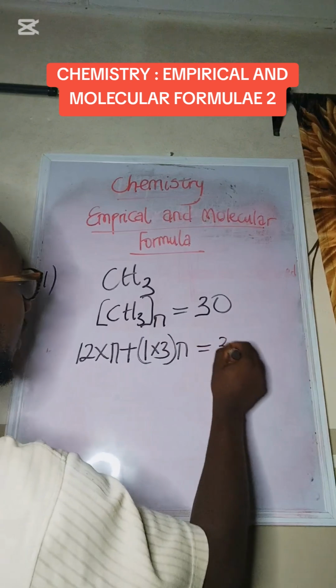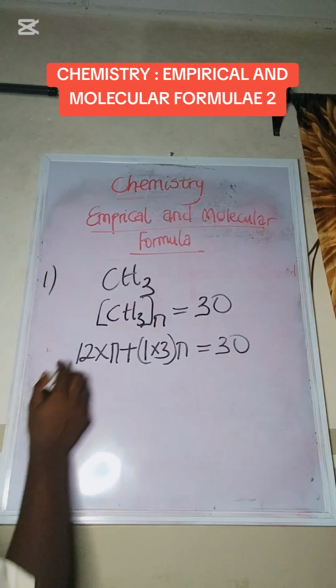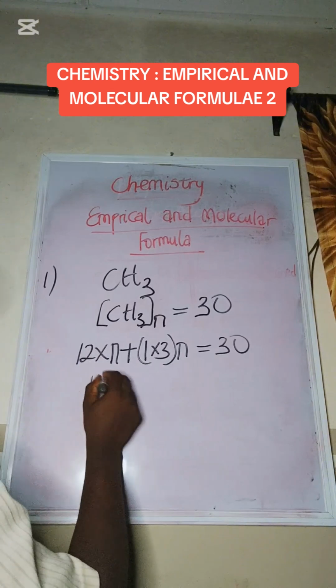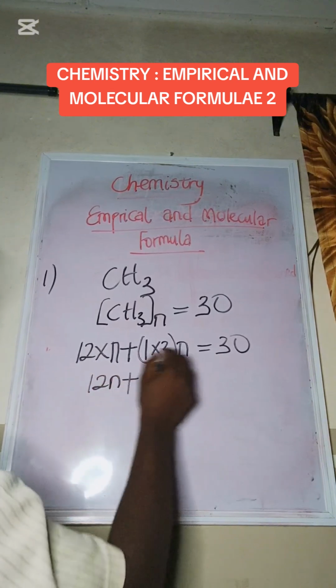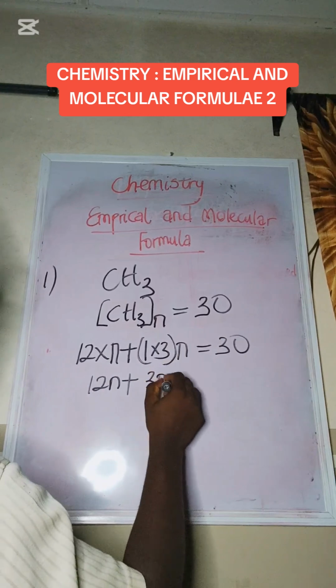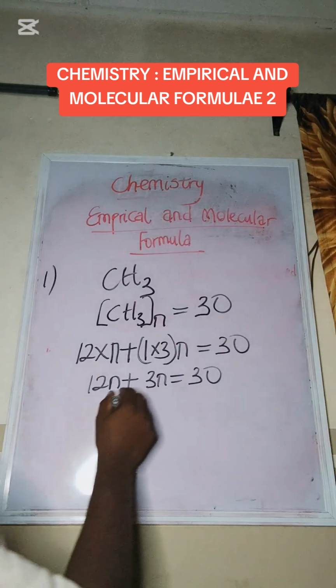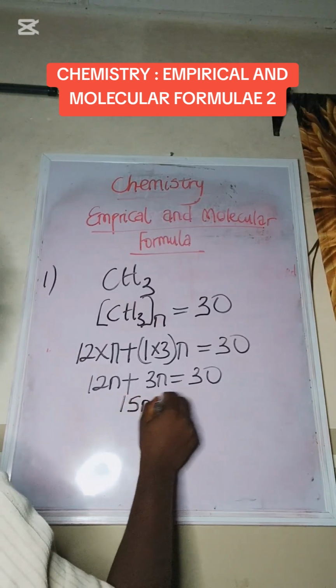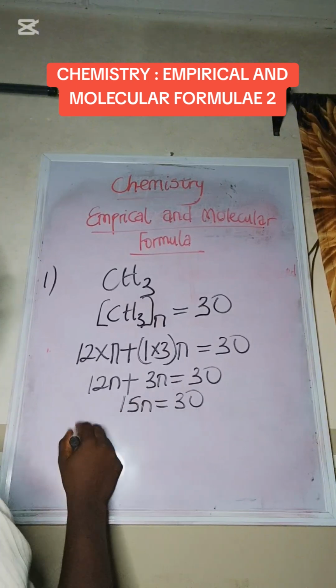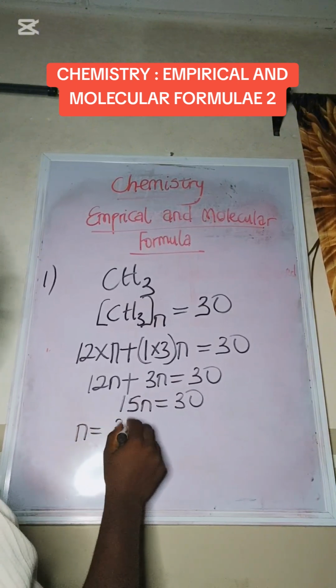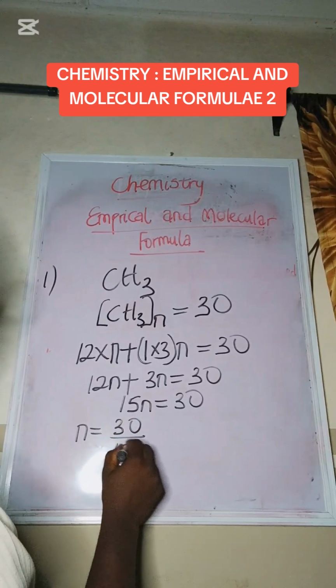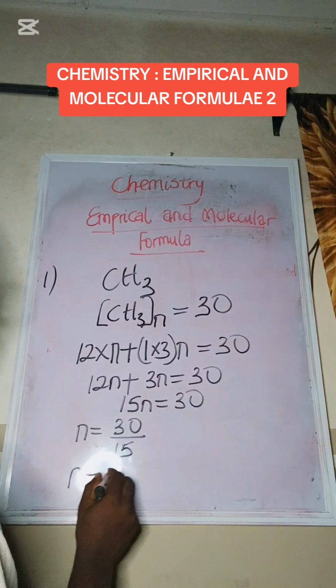is equal to 30. So we have 12 times n is 12n plus 3 times n is 3n is equal to 30. So 12n plus 3n is 15n is equal to 30. So n is equal to 30 over 15. n is equal to 2.